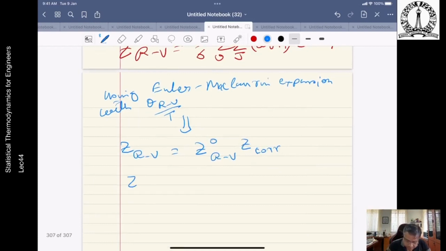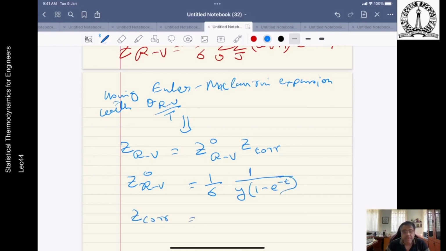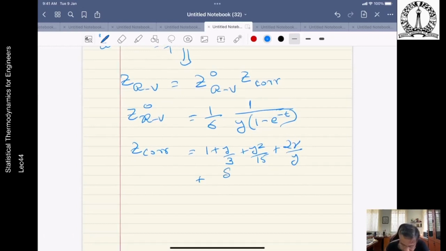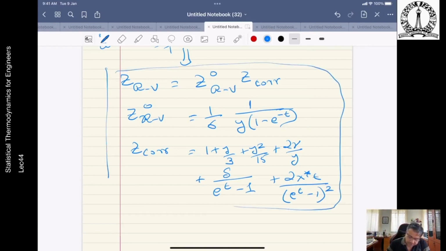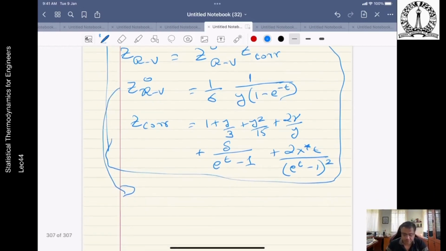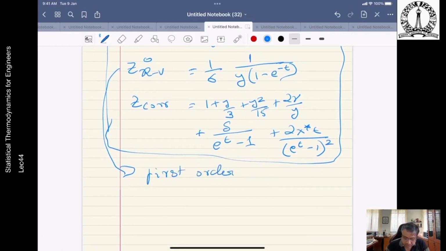Okay, so here, of course, Z RV 0 is given as 1 over sigma, 1 over y, 1 minus e to the minus y. And Z correction can be written as 1 plus y by 3, y squared by 15, e gamma by y. So it's a long expression, just bear with me, plus delta by t minus 1 plus 2x star. So if we look at these three equations, one out of this represents what we call a first order correction to the simplest solution.